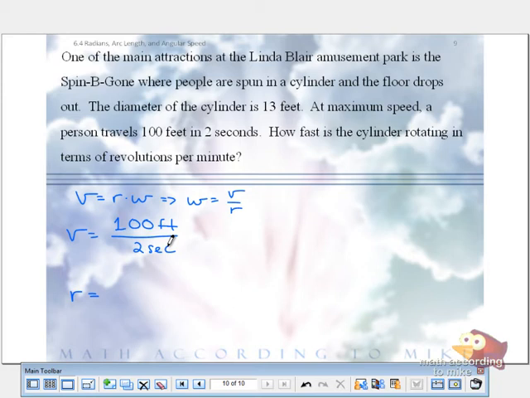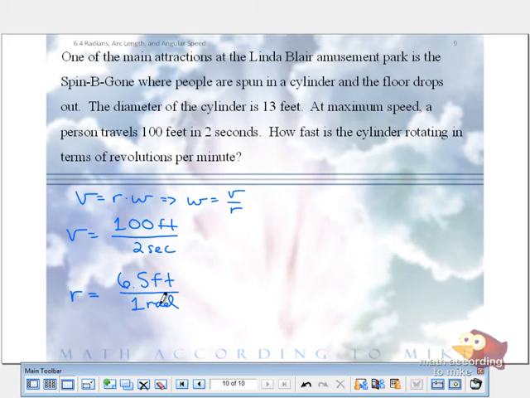Wait, I thought R was radius. It is. Per what? 1 radian. Yeah. Remember, anytime you have a radius, it's compared to 1 rad. The reason being is because notice in the problem it says write your answer in terms of revolutions per minute, which means we're going to have to turn our radians into revolutions.